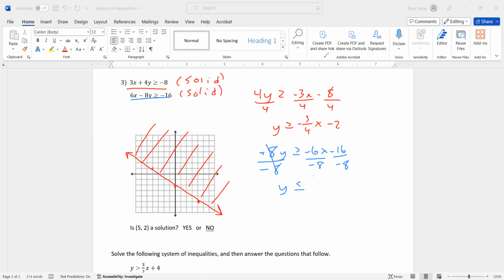Negative 6 divided by negative 8 is positive 3/4. Negative 16 divided by negative 8 is positive 2. So up 3, right 4, or down 3, left 4. And because we flip the sign, we shade this one below. Where is the overlap?